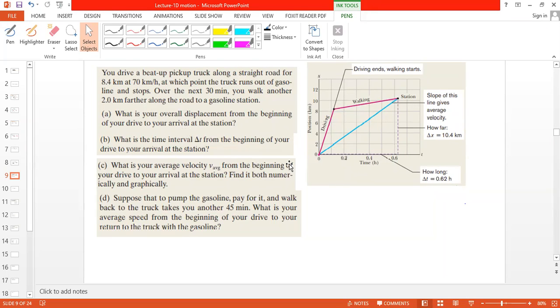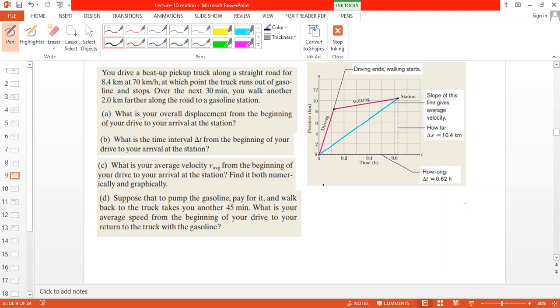Understood? A man was driving from 0, and initially he drove 8.4 kilometers, and after that he walked for 2 kilometers. What is the overall displacement from the beginning to the end? What is the overall displacement? What will the displacement be? Just the displacement of this is really very easy.